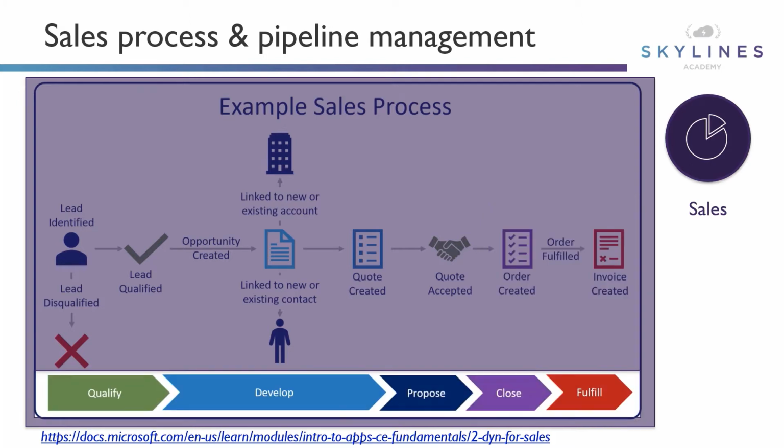The last key capability I want to talk about here in sales are called business process flows. With the business process flow, you can set up stages. The default stages are shown here on the screen: qualify, develop, propose, close, and fulfill. These business process flows can be fully customized with specific stages to meet an organization's sales process needs.